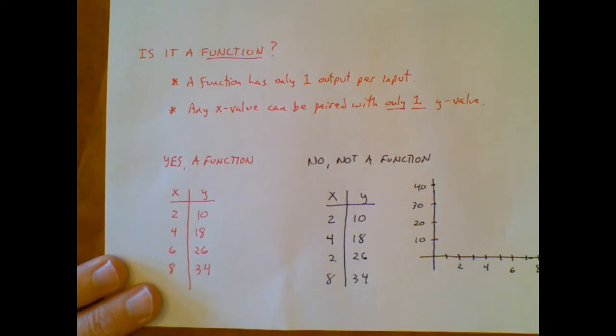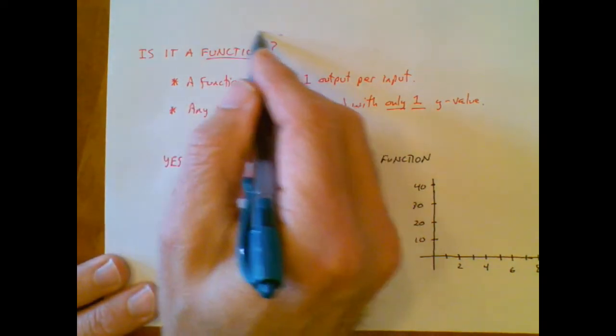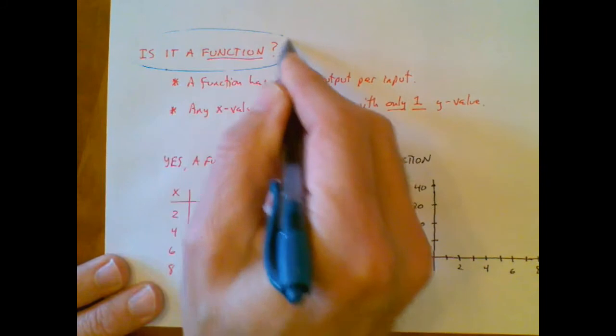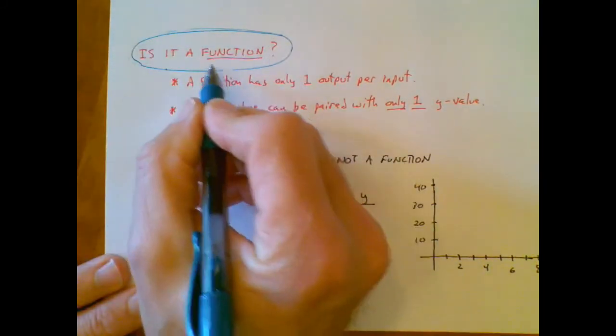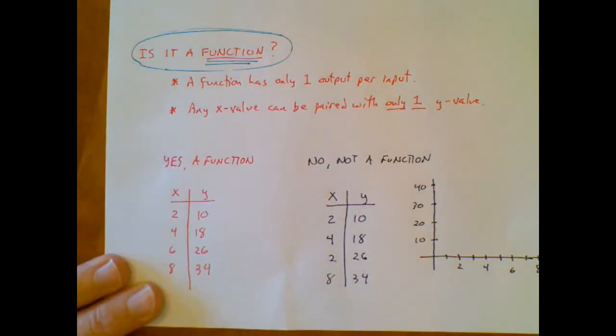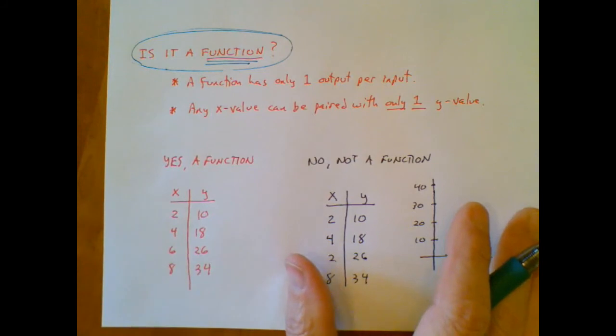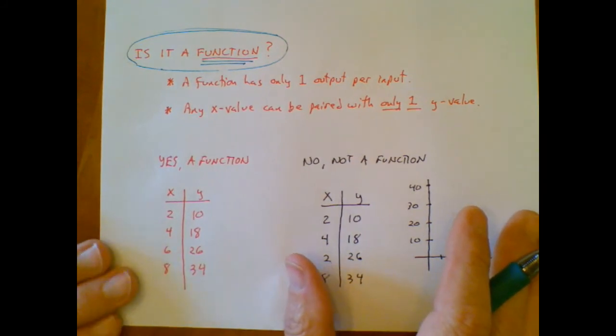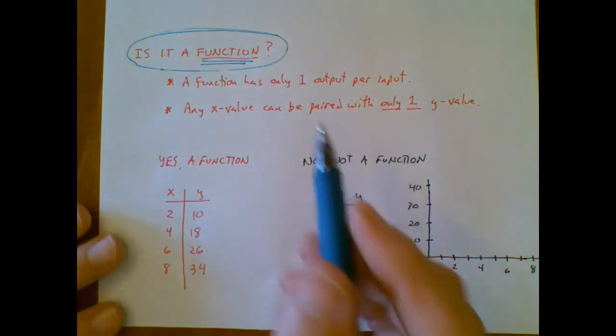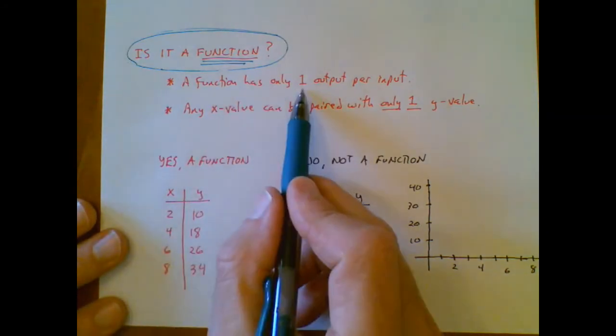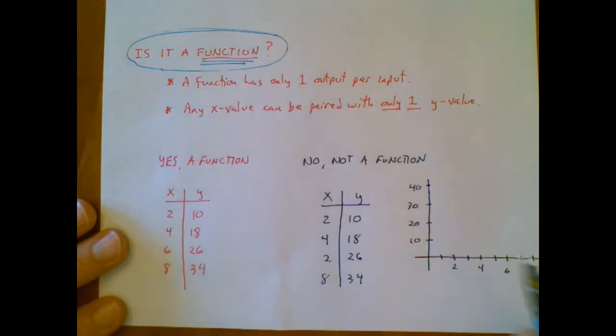The last thing we want to do is address the question: is the relation that we're working with a function? A function is just a special type of relation, and most of the time when we're working with equations, they will be a function. So let's take a look at what determines if a relation is a function.